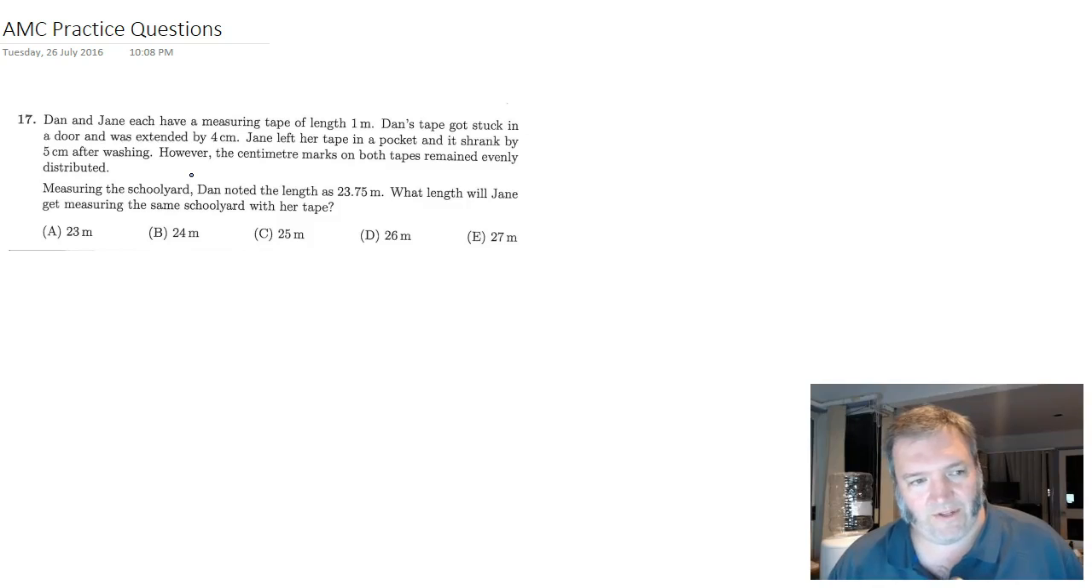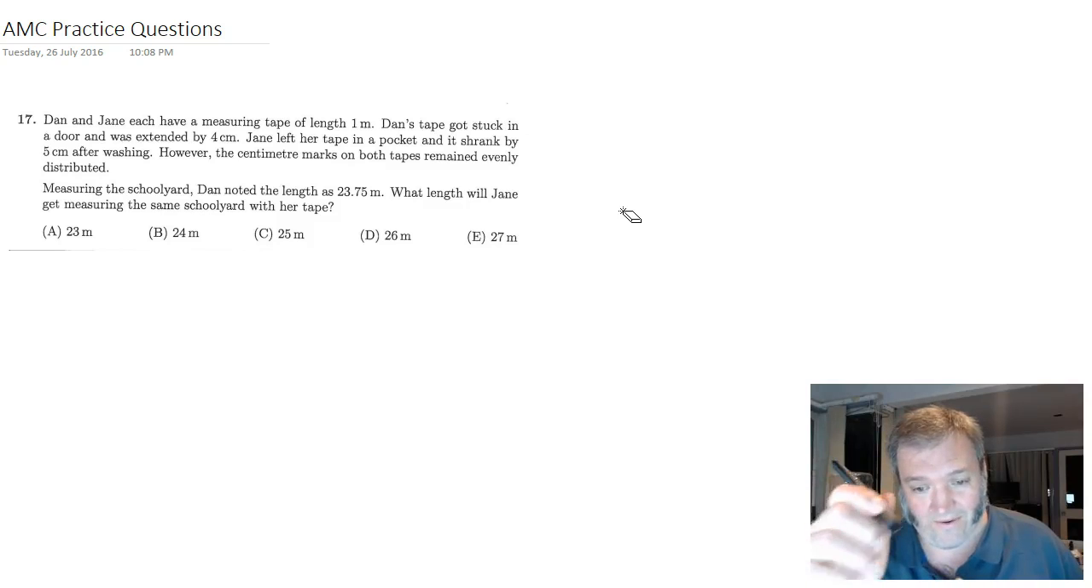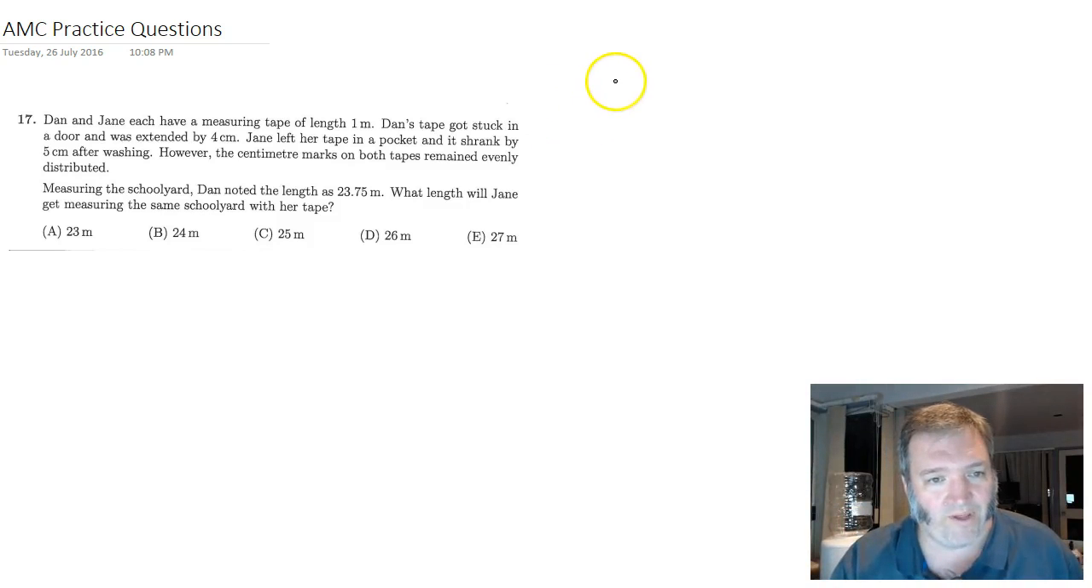So they measure something in the schoolyard. Dan noted that the length was 23.75 metres. What length will Jane get when she measures it? So how would we go about doing that? Hold my pen the right way around, my stylus, and I might have more luck. There we go.